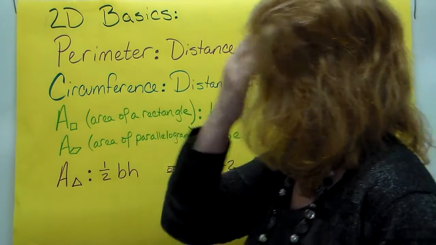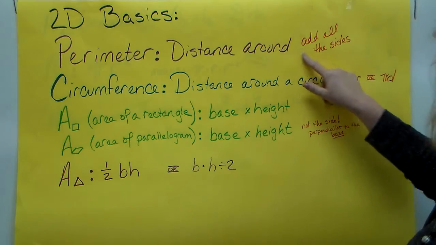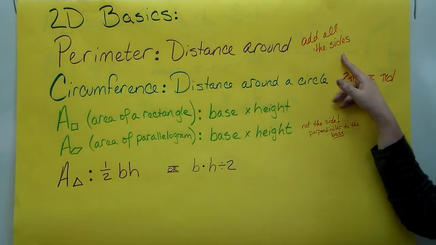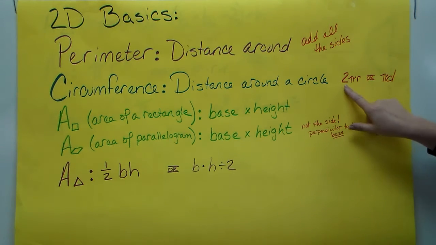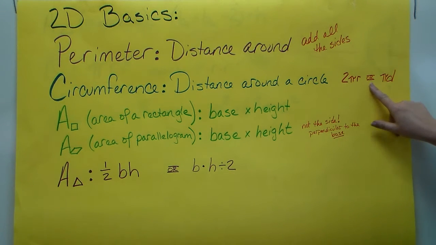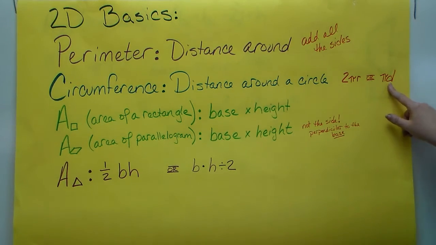So we've got perimeter, which is the distance around, which just means add up all the sides. You've got circumference, which is the distance around a circle. Now that's either 2 pi r or it's pi d, because 2r and d are the same thing.